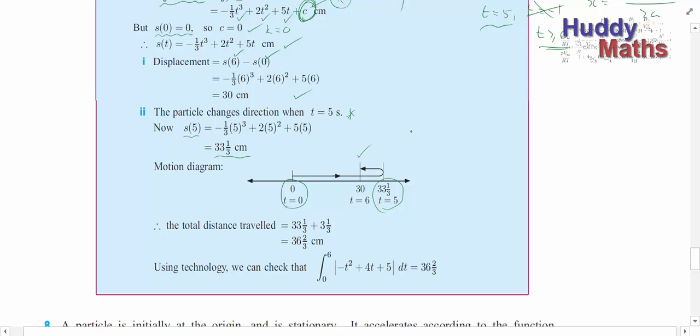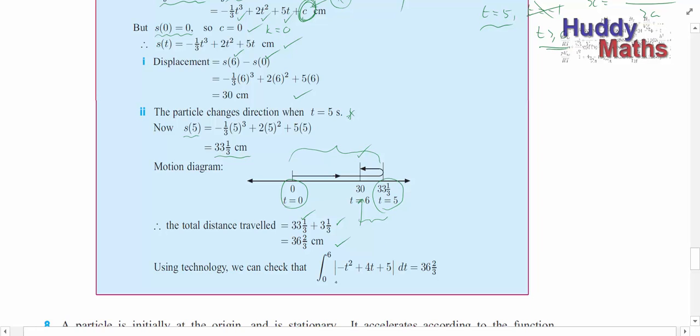So subbing it in at 6, we get 30. So then the total distance travelled is the initial distance from 0 to 33 1/3, and then it's come back this 3 1/3. Notice that the distance travelled doesn't have a sign, it's a scalar, it's not a vector, displacement's a vector. So here therefore it's 36 2/3.